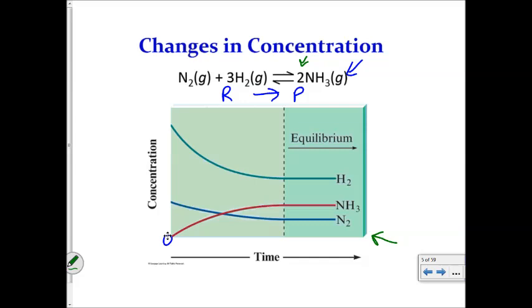Definitely, which ones are the reactants and products? The ones that are declining in concentration, or decreasing in concentration, have to be your reactants. Good. So we're going to be able to tell this is a reactant, this is a reactant, this is a product. Good. What else can we tell?